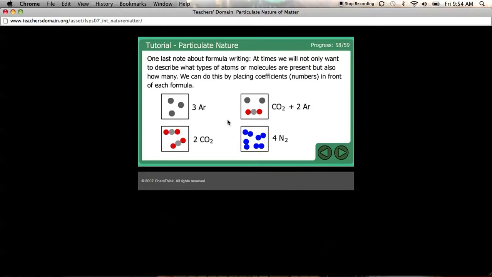One last note about formula writing, which you don't super need to worry about right now. But at times we will not only want to describe what types of atoms or molecules are present, but also how many. You can do this by placing a coefficient in front. So here we have 3 argons, or 2 compounds of CO2, 4 nitrogens. Here we have 1 CO2, 1 carbon dioxide, and 2 argons, 1, 2.